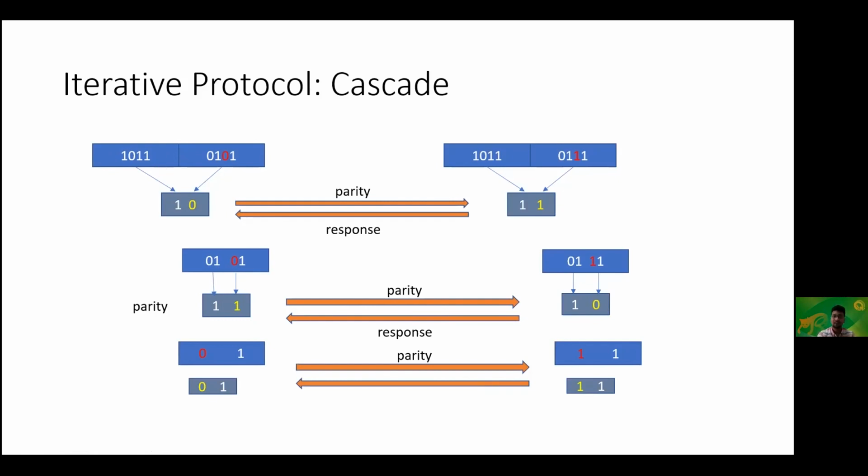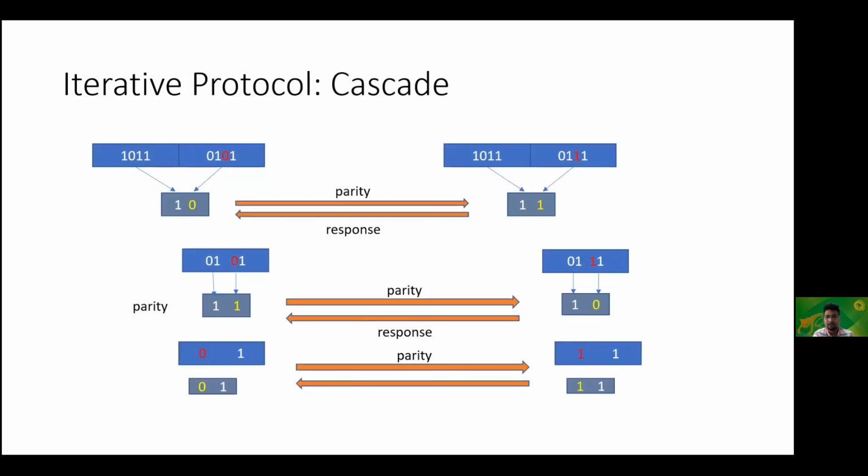Now, if they had an even number of errors in a single block, this protocol would fail, because an even number of errors will create the same parity, and then Bob will incorrectly conclude that there is no error, even though there are two errors. How do you account for it? You perform the cascade once, and then you randomly shuffle all the bits. By randomly shuffle, we mean both Alice and Bob shuffle it in the same way, and then they again perform the cascade.